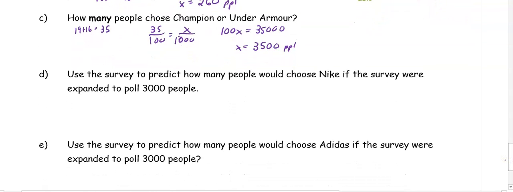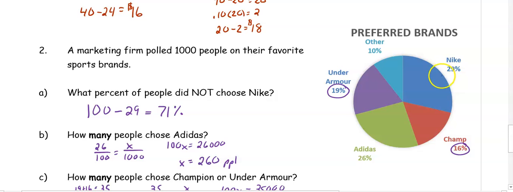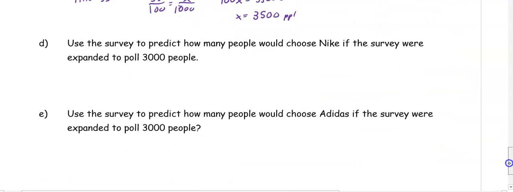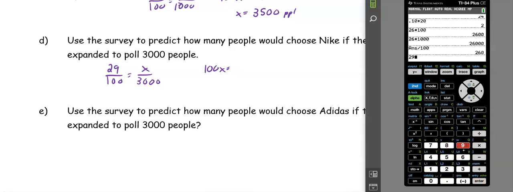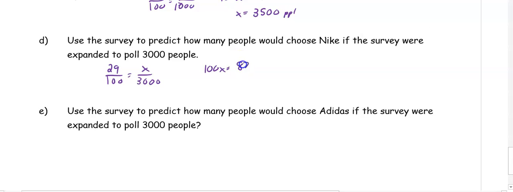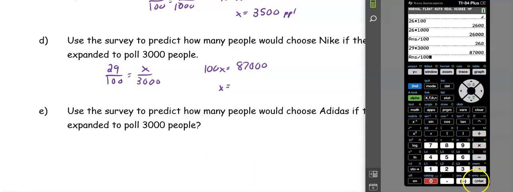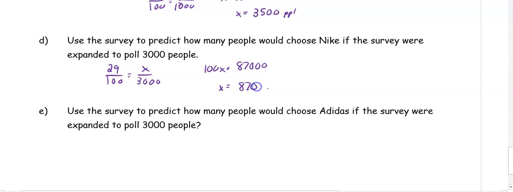In D, use the survey to predict the number that would choose Nike if the survey was expanded to 3,000 people. So if Nike is 29% out of 100, we have 29 out of 100 equals x over 3,000. So when we cross multiply, 100x equals 29 times 3,000, which is 87,000. When we divide by 100, we get x is 870 people.